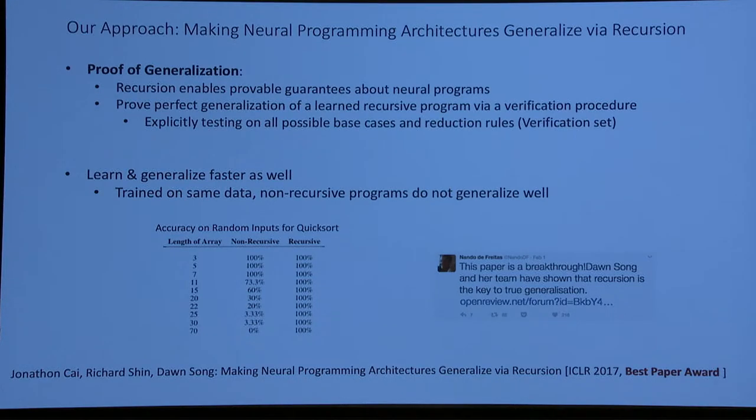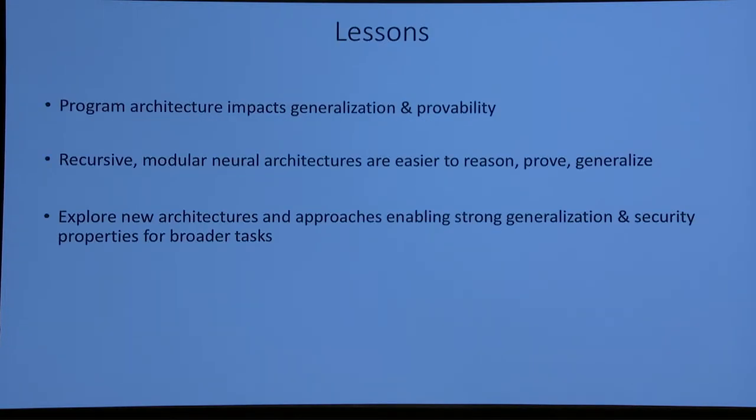And also, we show that learning recursive neural programs can help you to learn and generalize much faster. And this won the Best Paper Award last year from ICLR. So there are a few lessons that we learned from this work. One is that the program architecture really impacts generalization and provability. Hence, in particular, recursive and modular neural architectures are much easier to reason about, prove, and generalize.